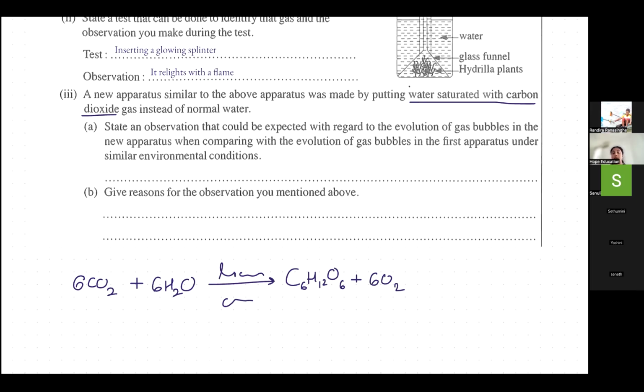More. Why? More carbon dioxide means more photosynthesis. More photosynthesis means more oxygen. So we can say evolution of gas bubbles is faster or high. The speed or rate of evolution of gas bubbles is higher. Or you can say gas bubbles evolve more or faster. Answer.